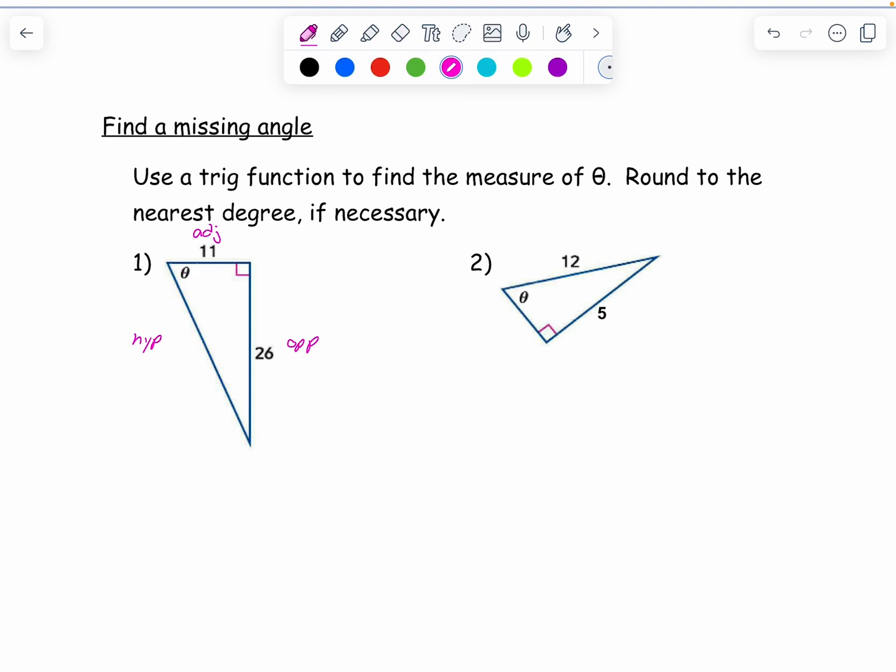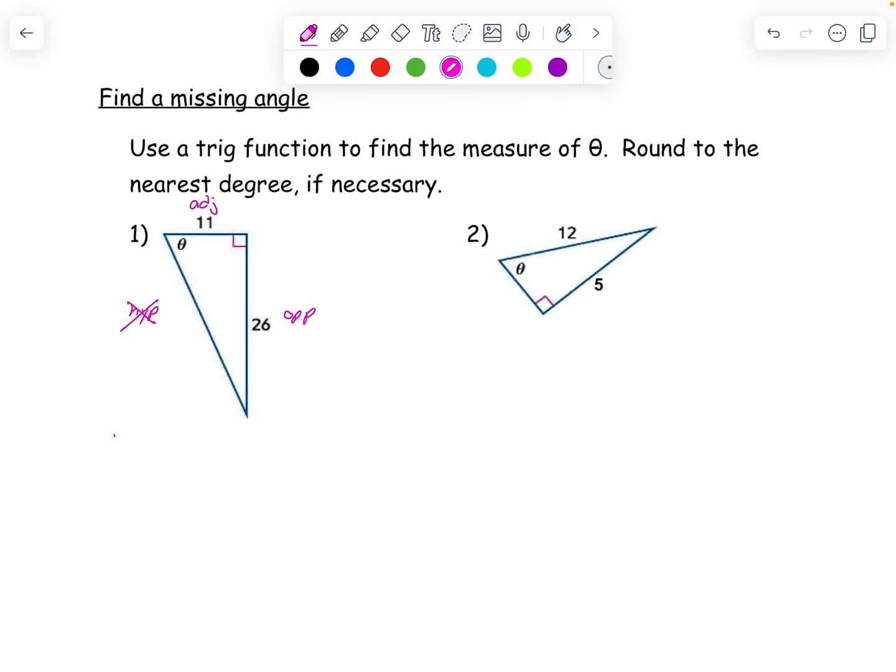Okay, once we have all of that labeled, then again, just like before, we're going to figure out which function we need to use. So we don't know anything about the hypotenuse. We're not trying to find the hypotenuse. We are only using the adjacent and the opposite. So just like on the last one, that is going to be tangent. Now, we don't have an actual angle measure though, so we're just going to put tangent theta equals the opposite, which is 26, over the adjacent, which is 11. Now, we need to find the angle.